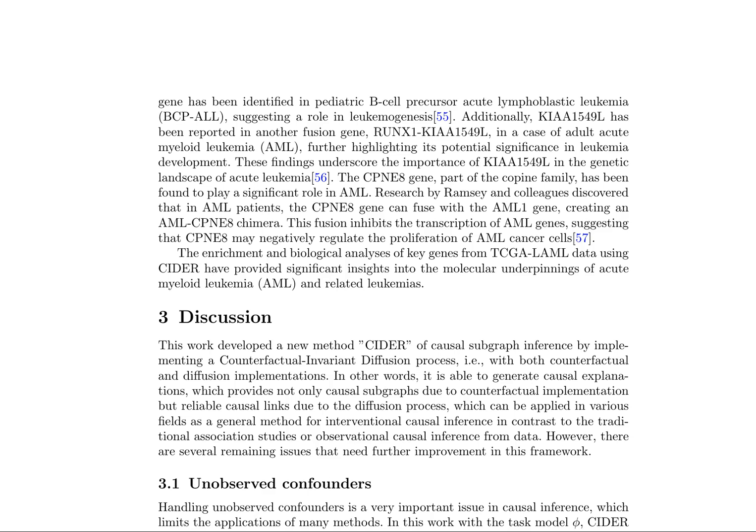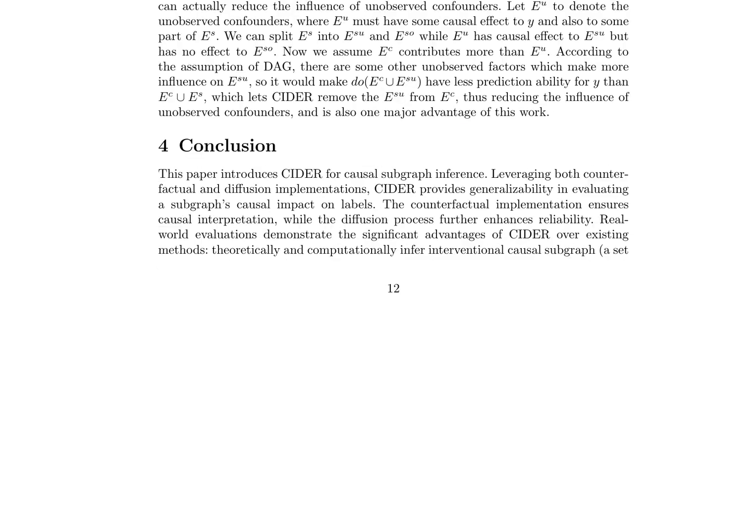A significant challenge in causal inference is handling unobserved confounders. CIDER addresses this issue using the task model phi, which splits observed effects into ESU and SO, assuming EC contributes more than EU. By removing ESU from EC, CIDER reduces the influence of unobserved confounders. The paper introduces CIDER as a method for causal subgraph inference, leveraging counterfactual and diffusion implementations to provide generalizability in evaluating a subgraph's causal impact on labels.